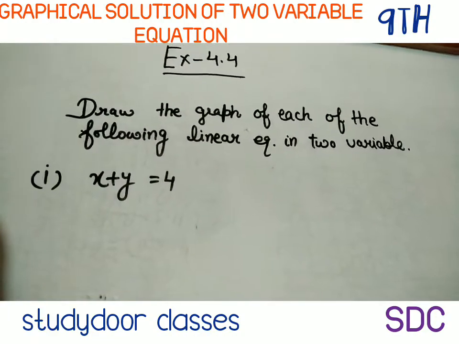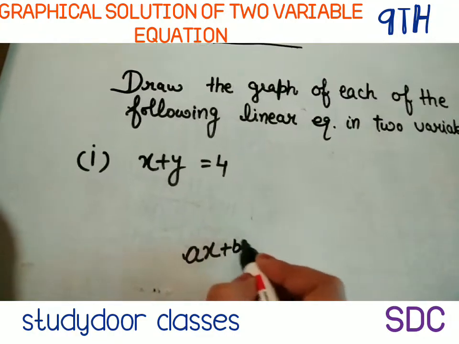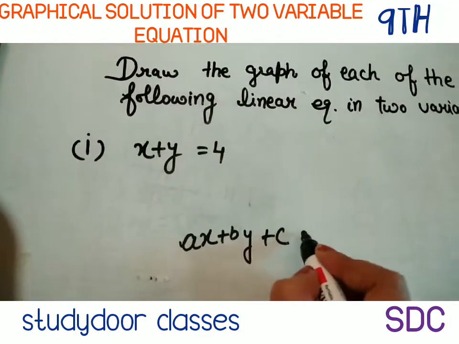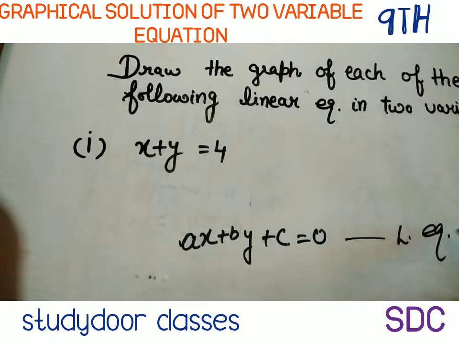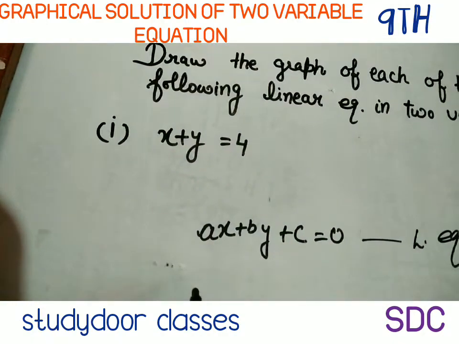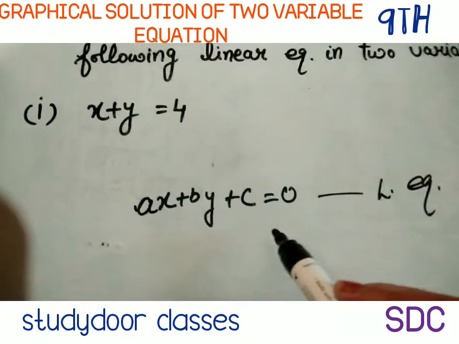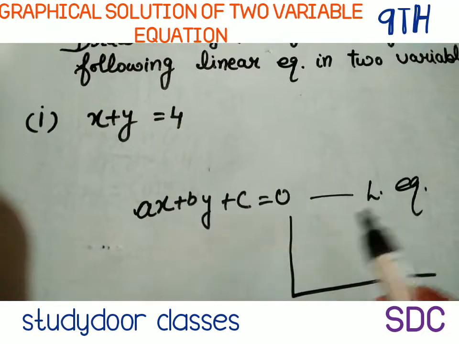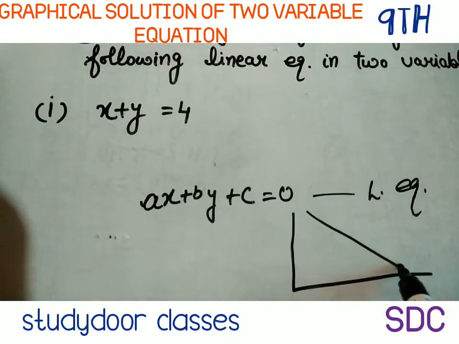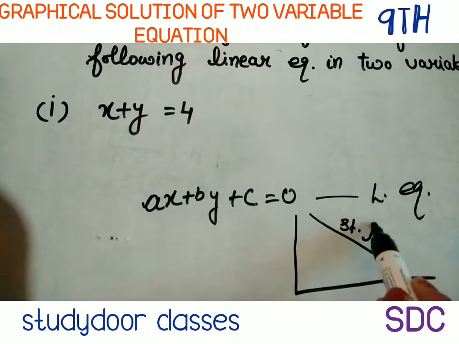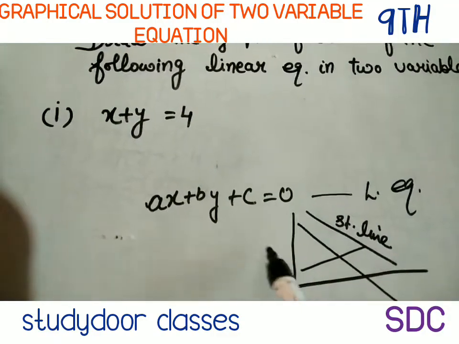We know that a polynomial equation like ax plus by plus c is equal to 0 is called a linear equation, and its geometrical representation is always a straight line. Means if we show it on a graph, then you will find that its solution will always be in a straight line, just like this or this or this or this.